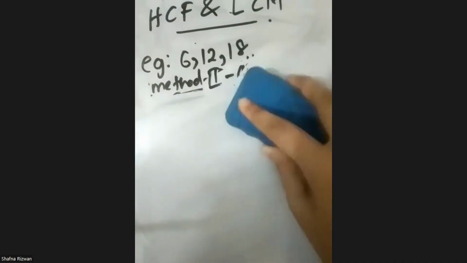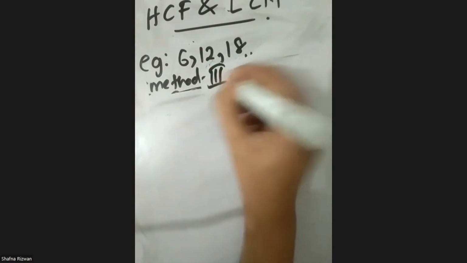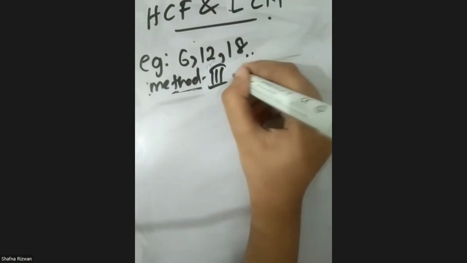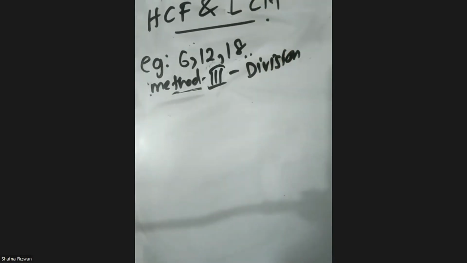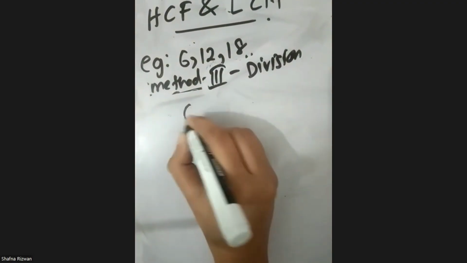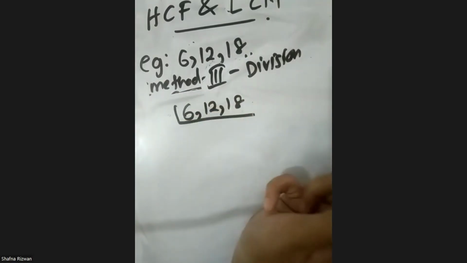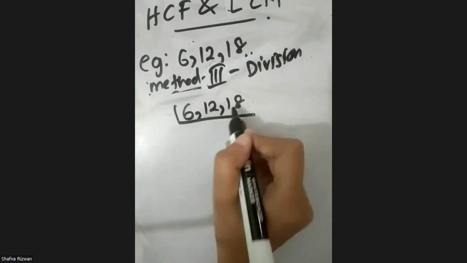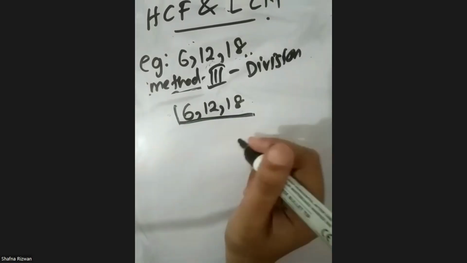Now let's go through method 3. What is method 3? That is, you have to use your division method. In the division method, I took 6, 12 and 18. What you are going to do is write everything in one division itself, like this. You will write 6, 12 and 18 in one long division. Then it will become very easy.